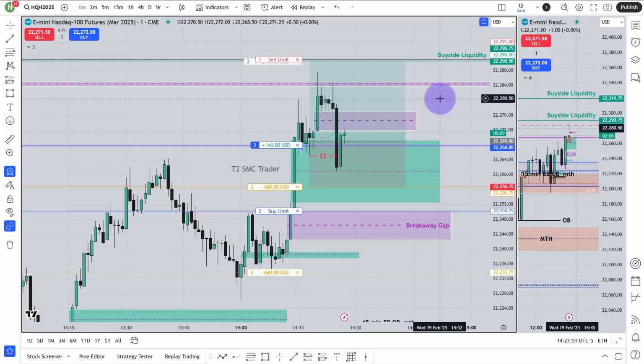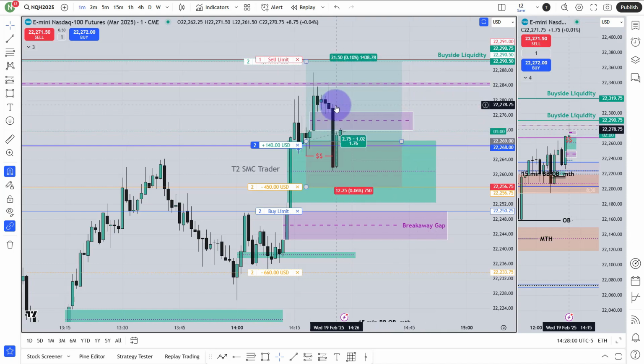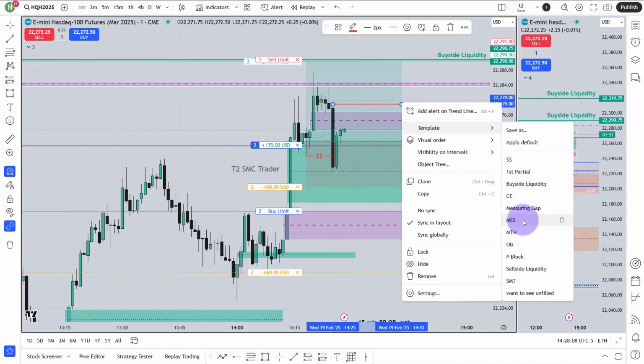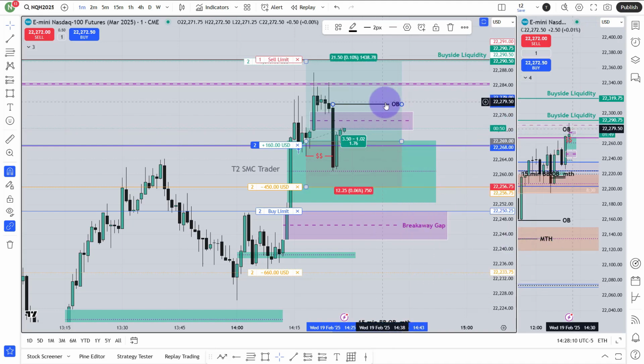Keep watching. The next body will close above that candle. It's gonna be my perfect order block. The very next candle will close above that line. It will make this candle as my perfect order block.